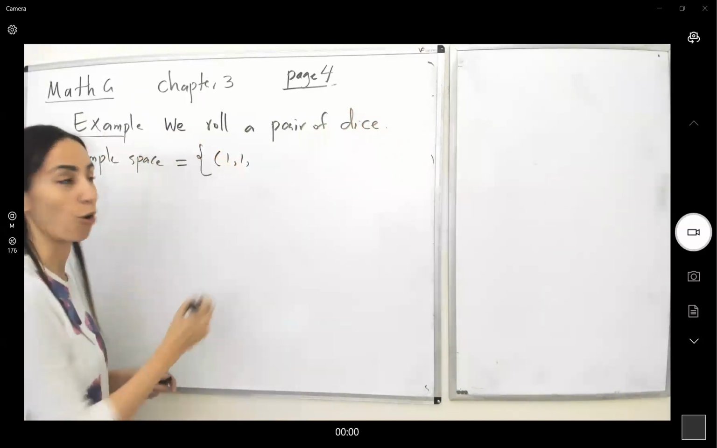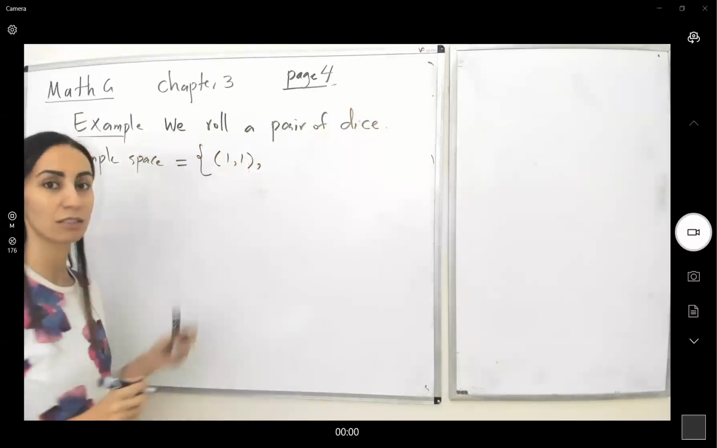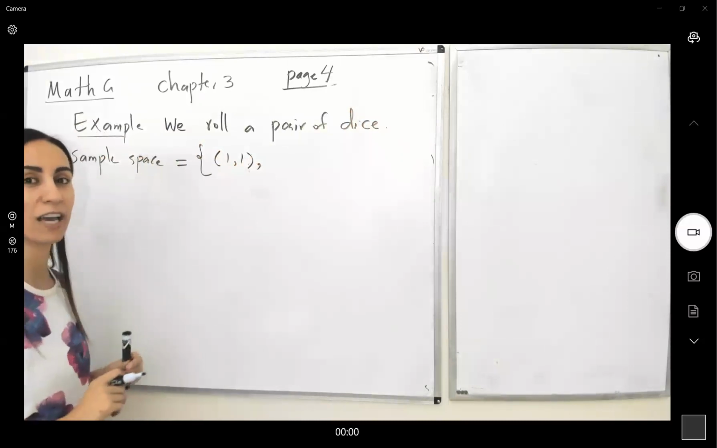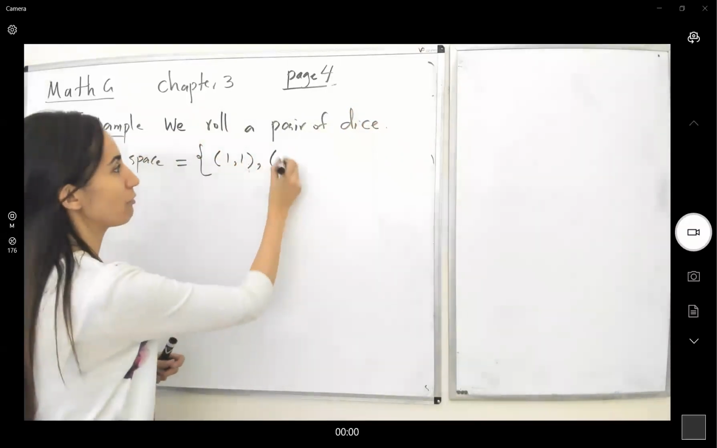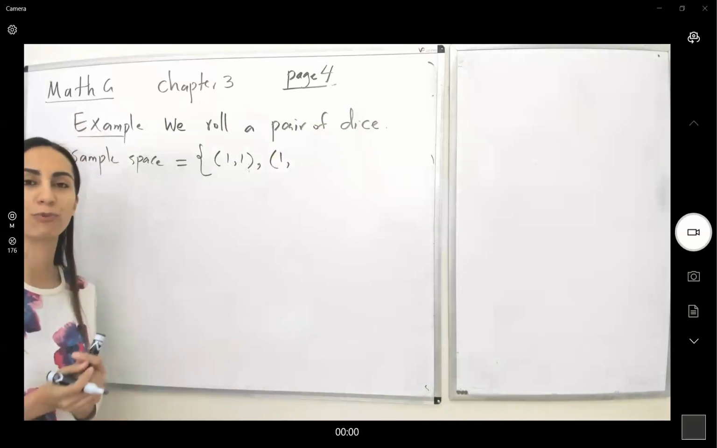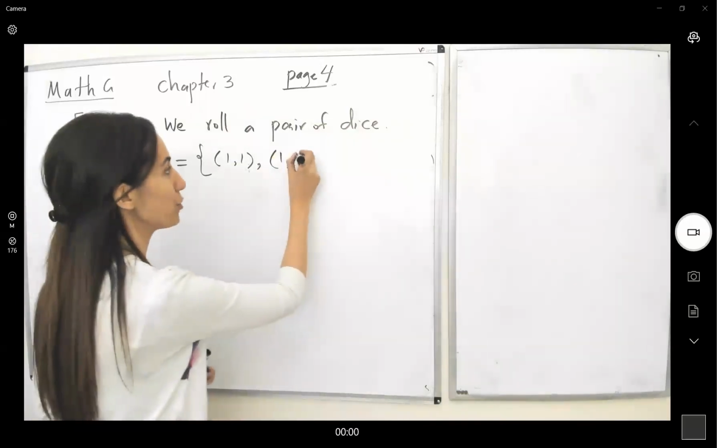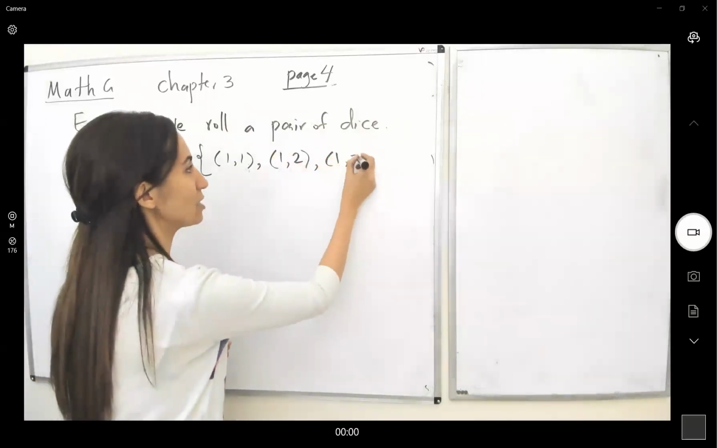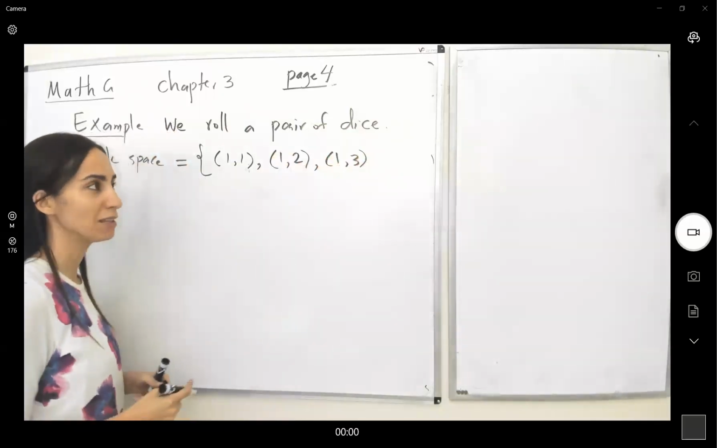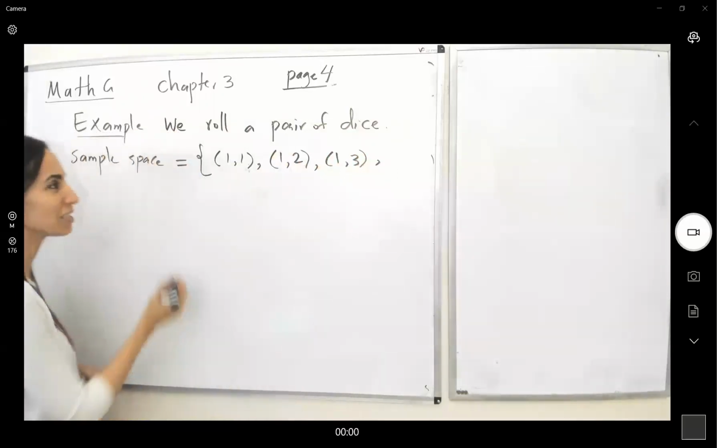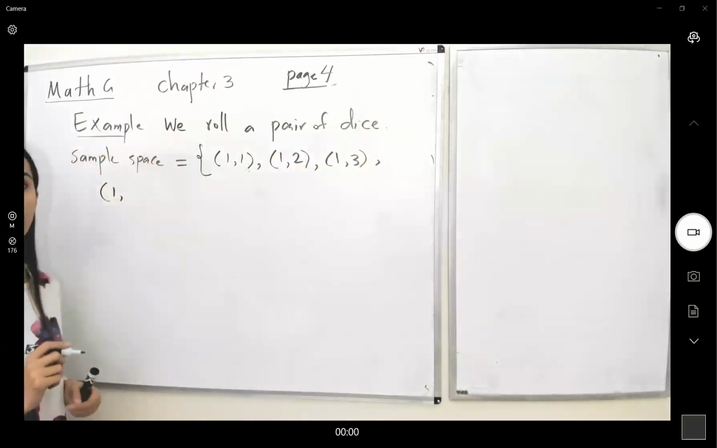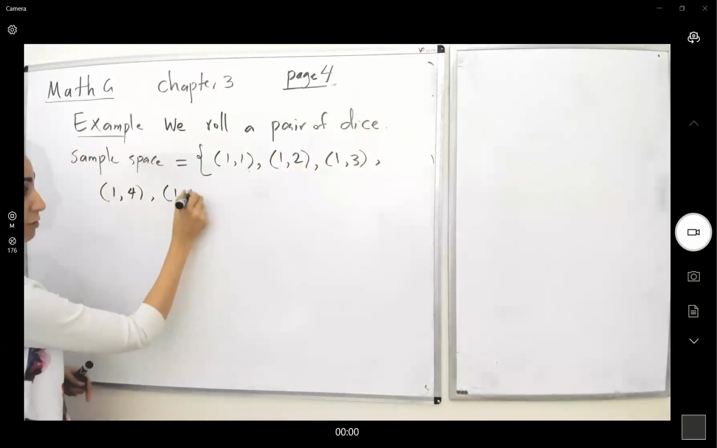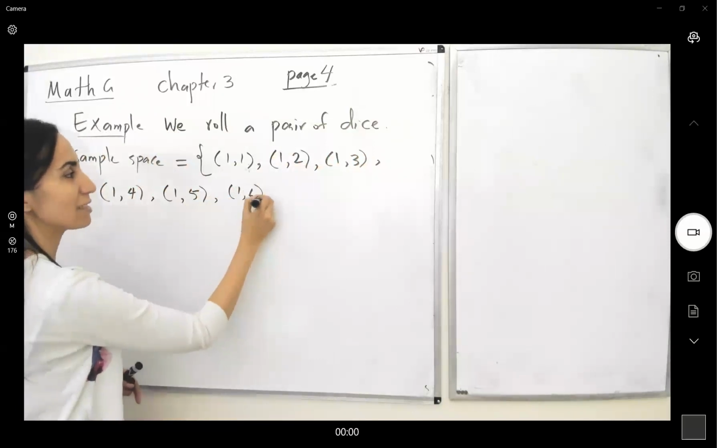1 and 1. The first die has 1. The second die has 1 as well. The first die comes up with 1, the second die comes up with 2. The first die comes up with 1, and the second die comes up with 3. So do you see the pattern here? The first die comes up with 1. The second die comes up with 4, 1 and 5, 1 and 6.